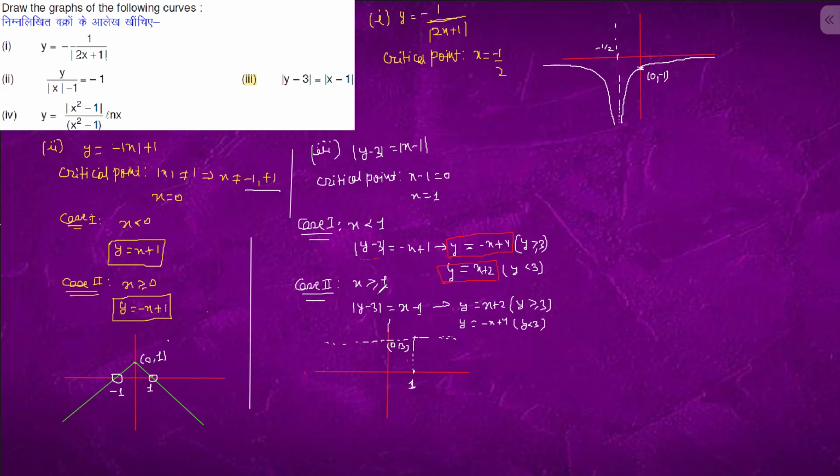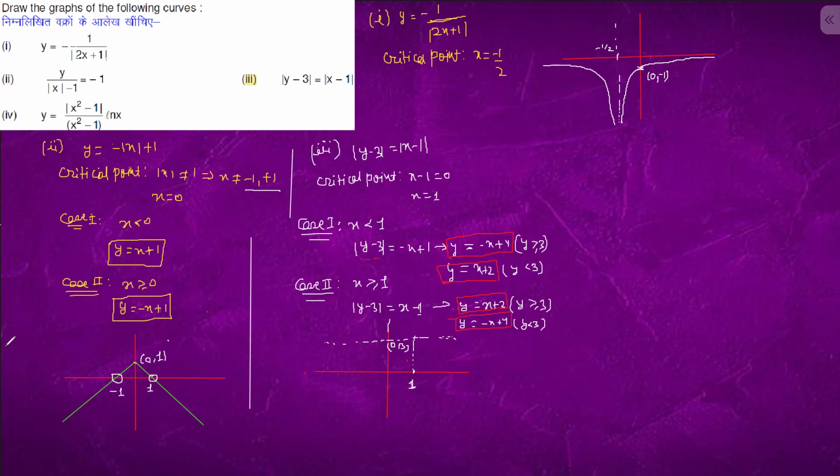And when x is bigger than or equal to 1, when y is bigger than or equal to 3, it will come out to be y equals x plus 2. And when y is less than 3, it is minus x plus 4.